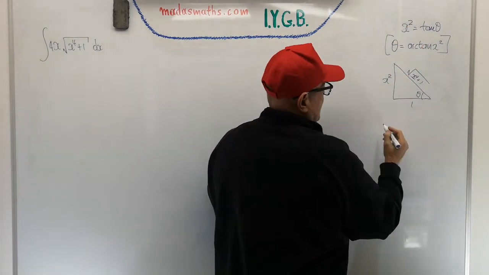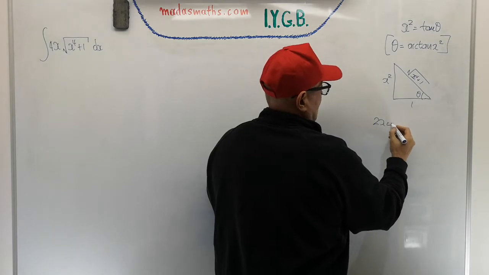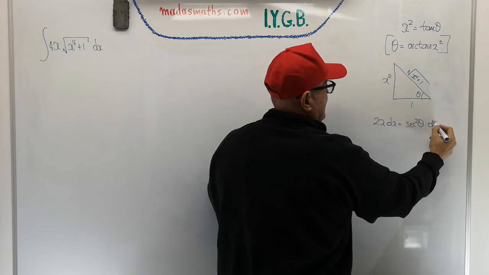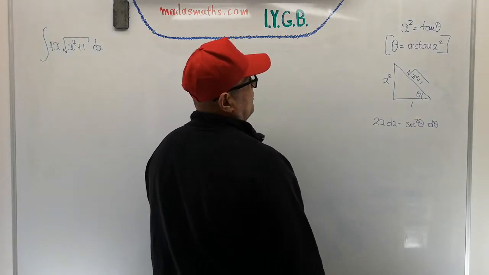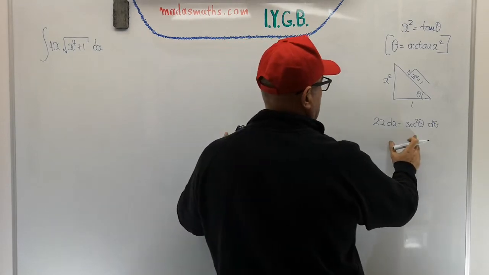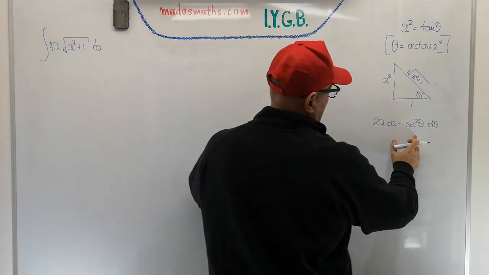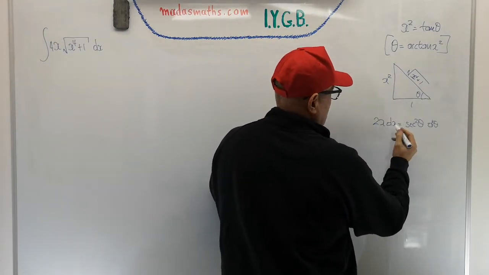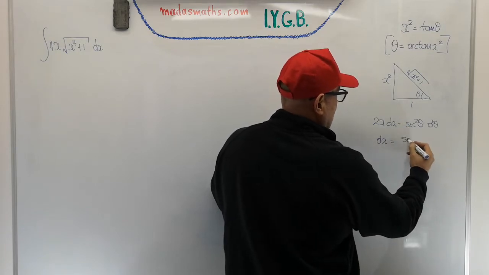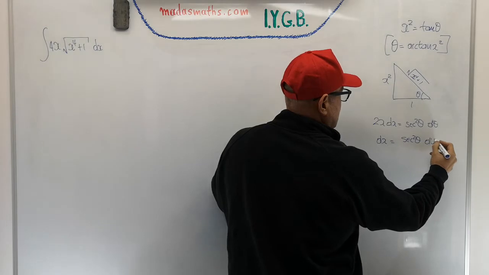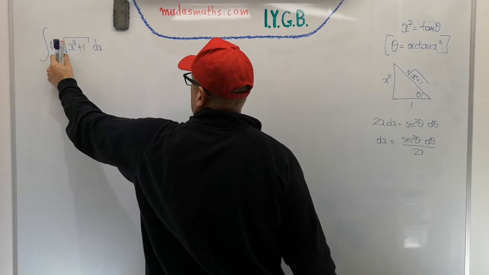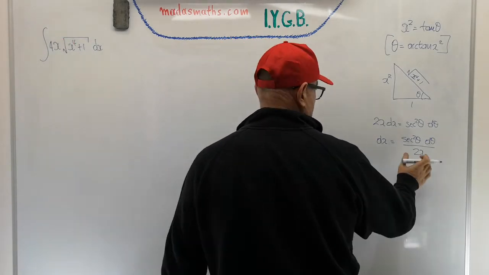As it is up there, 2x dx is equal to sec squared theta d theta. Probably I'll go back into tans, or shall I just leave it like this? Let's actually make dx the subject first of all. dx is equal to sec squared theta d theta divided by 2x. I think that's good enough, because this x there will go at the bottom and cancel it. So that actually looks good.